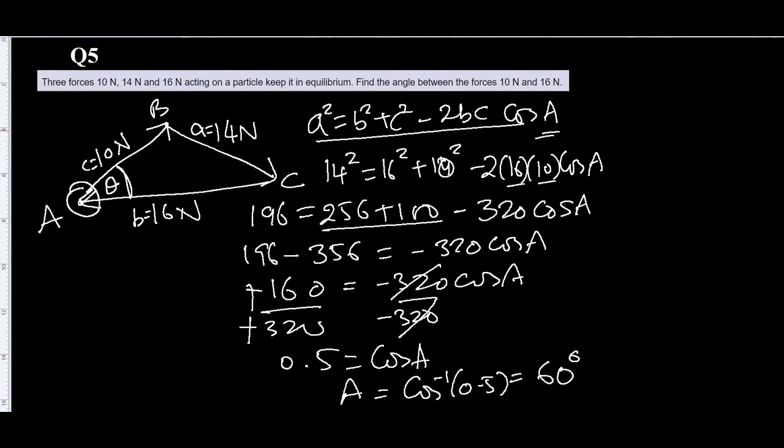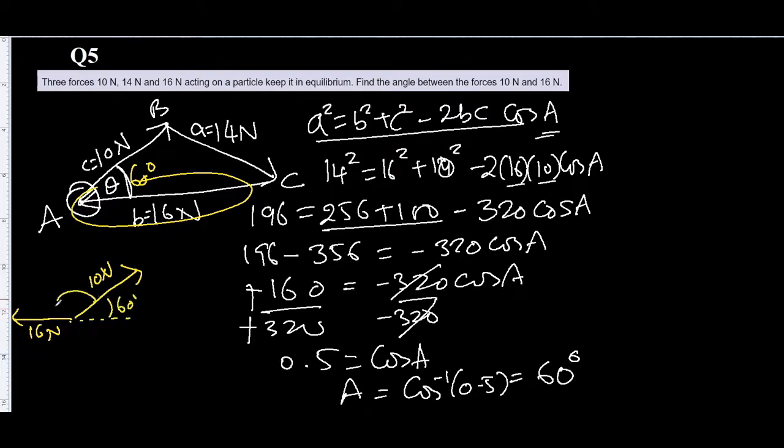So the angle here is 60 degrees, but this is not tail to tail as we said. So let's copy 10 newtons here, but let's slide 16 newton this way. Now it becomes tail to tail, and we know that this angle is 60. So the angle here will be 120, which is tail to tail. So the answer is 120 degrees. This is the angle between the forces 10 newton and 16 newton.